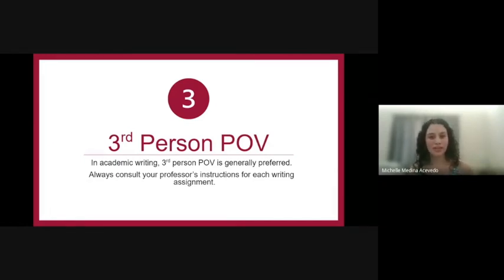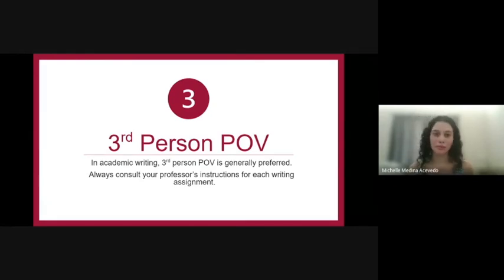However, I'll make a disclaimer here: always consult your professor's instructions for each writing assignment. Each professor has their own preferences. He or she might want you to write in first person if it's an argumentative essay, for example, or they are particularly looking to see how you would write in second person, so they will probably tell you to write in second person. However, if they do not tell you, or if they say, oh, it's up to you, then third person point of view is generally preferred.